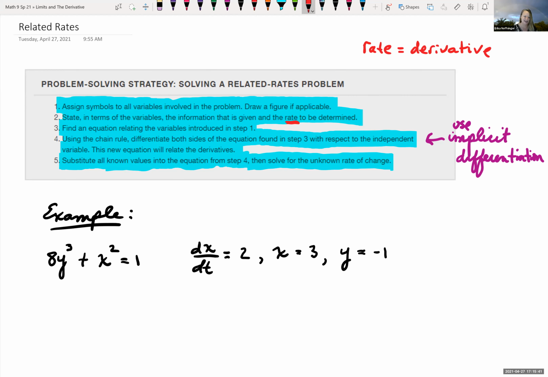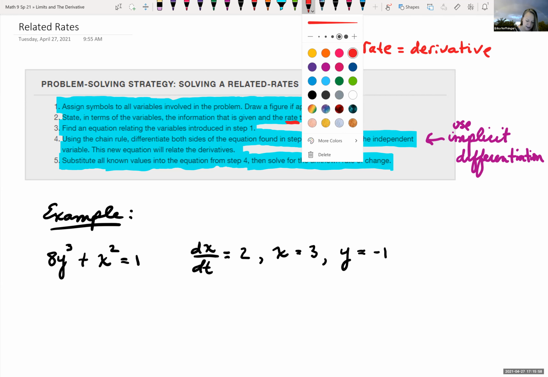So we're now looking at an example of using related rates to solve this. In this example, we're assuming that y and x are functions of t, and we're looking for dy/dt. So we want to find dy/dt.